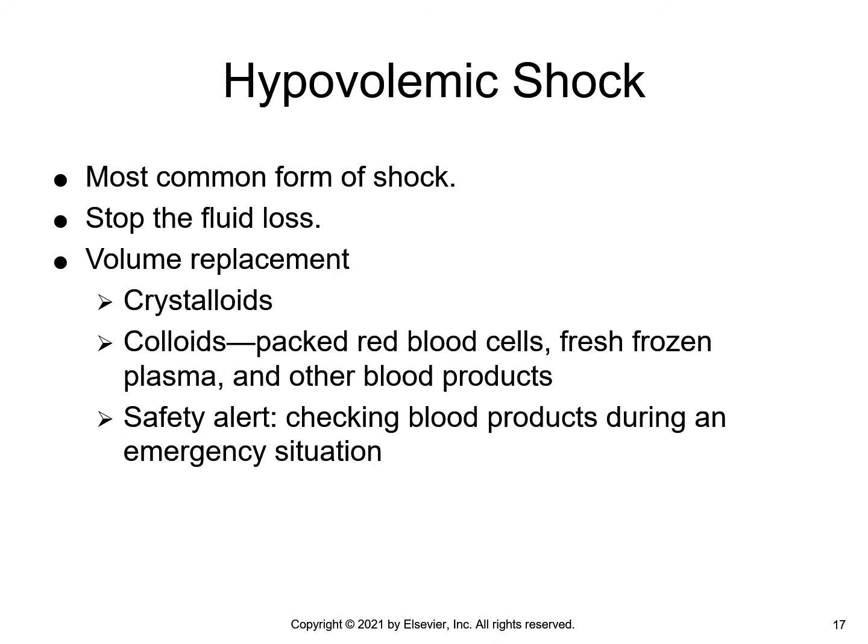Hypovolemic shock is the most common form of shock. A blood loss of even 500 milliliters in a fragile adult can cause hypovolemic shock. In all instances of hypovolemic shock, volume replacement is essential. Oxygen should always be administered to patients in shock or suspected of shock.